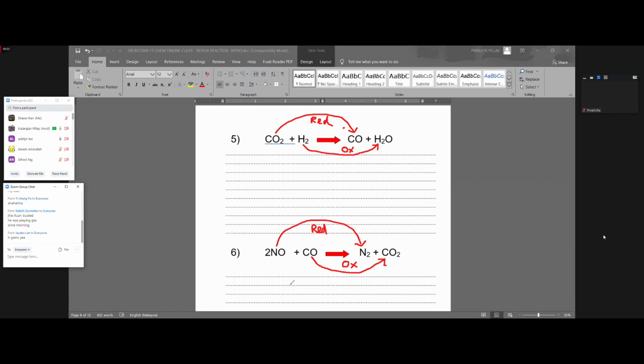Nitrogen monoxide is the oxidizing agent. And then carbon monoxide is the reducing agent. Yeah, that's all. Well done, very good. Okay. You can do it.